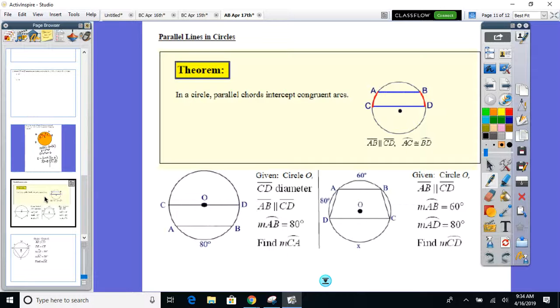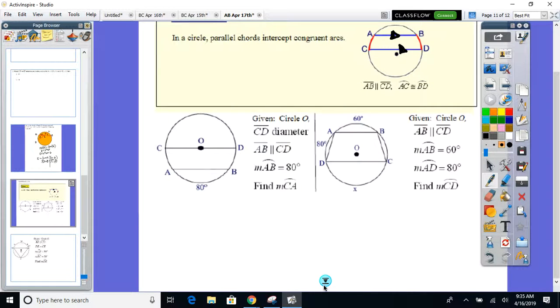Oh boy, another fact, huh? In a circle, if you have two chords that are parallel, the arcs in between them are congruent. Let me say that again. If you have two chords that are parallel, the arcs in between them are congruent. Not too bad, that theorem, right? Only if they're parallel, though. All right, let's practice it out.